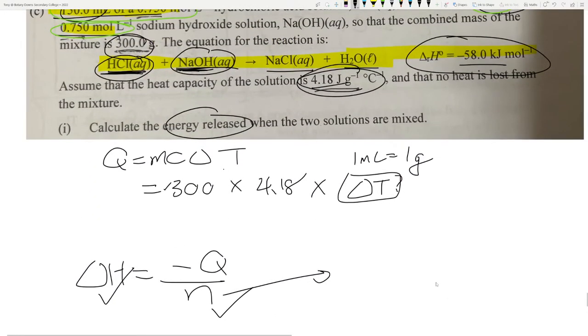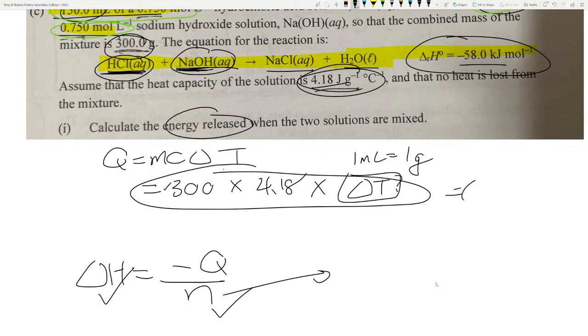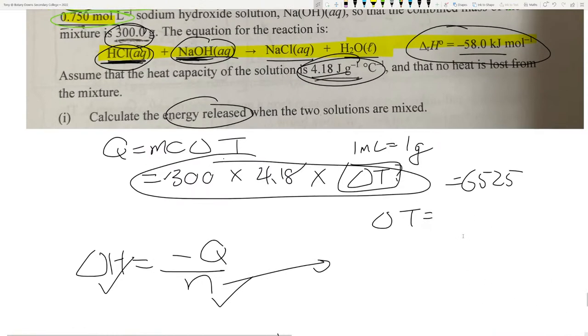So these numbers equal to 6,525. So delta T must equal to 6,525 divided by 300 divided by 4.18, and that will give us, wait, did I make a mistake somewhere? Why do these numbers look so weird?